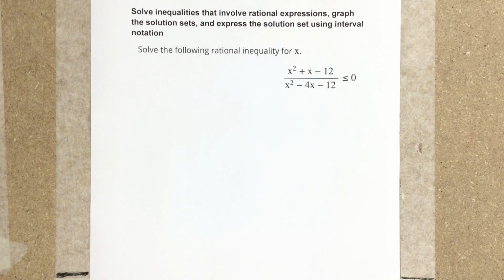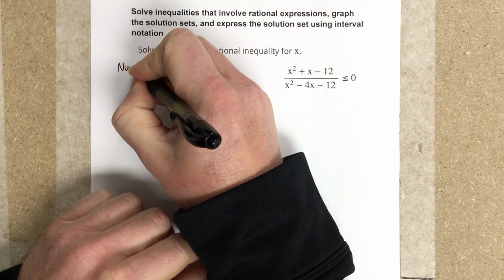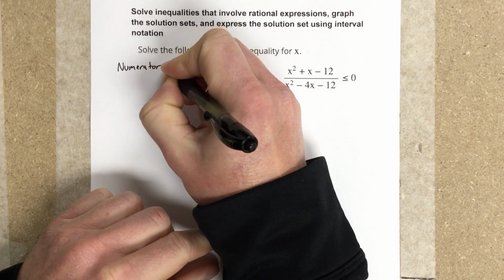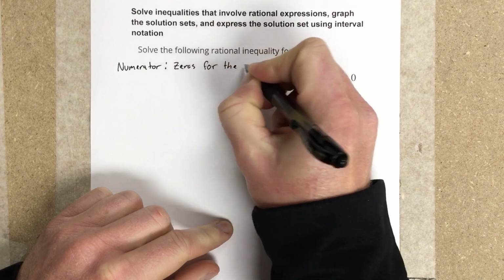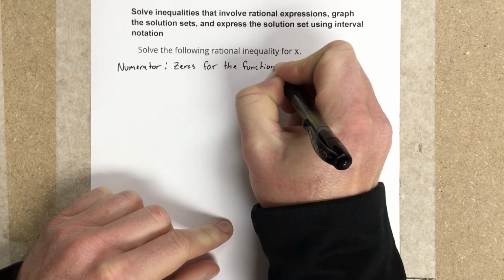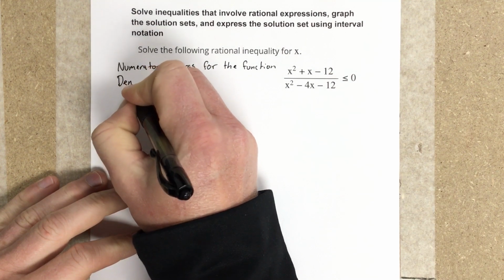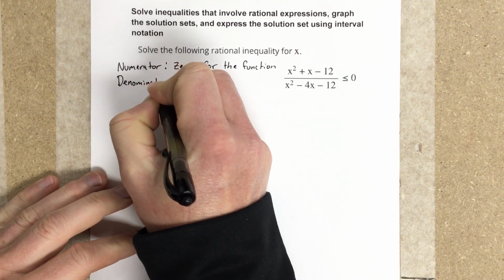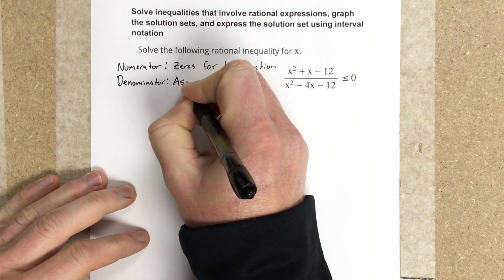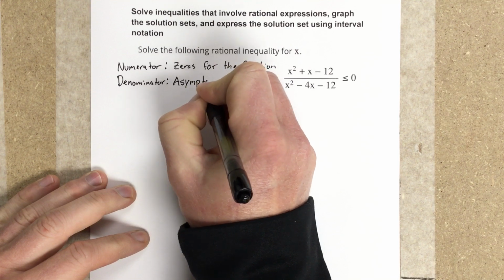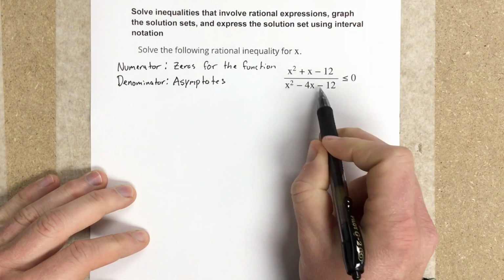So here's what we need to do. We need to understand that the numerator is going to give us the zeros for the function. So this is where our solutions could possibly lie, in that numerator region. The denominator is going to give us some domain restrictions, and for a rational function, these are called asymptotes. And to find those asymptotes, you set the denominator equal to 0.